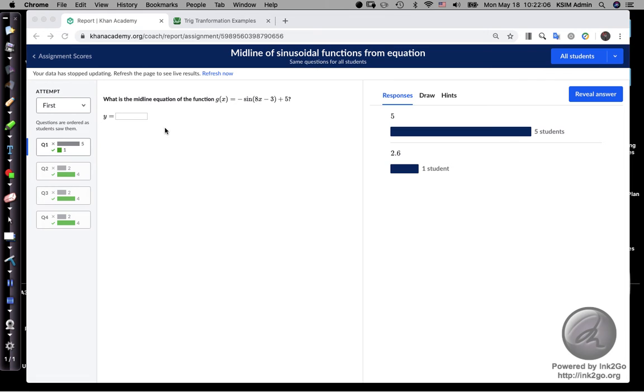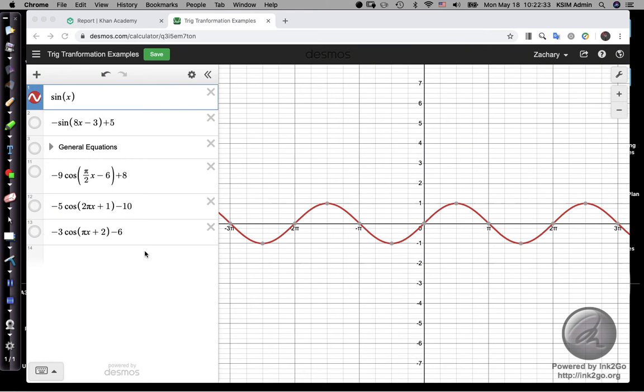In these exercises, we're being asked to find the midline of sinusoidal function equations. Here we can see we've got g of x equal to a sine function that's being transformed with these various elements. Before we start discussing the very simple algorithm for finding the answer to these particular types of questions, we'll take a look at this particular function and how it gets transformed and what we receive.